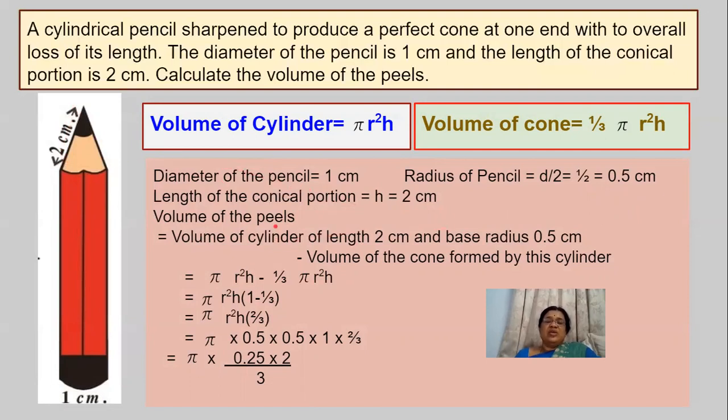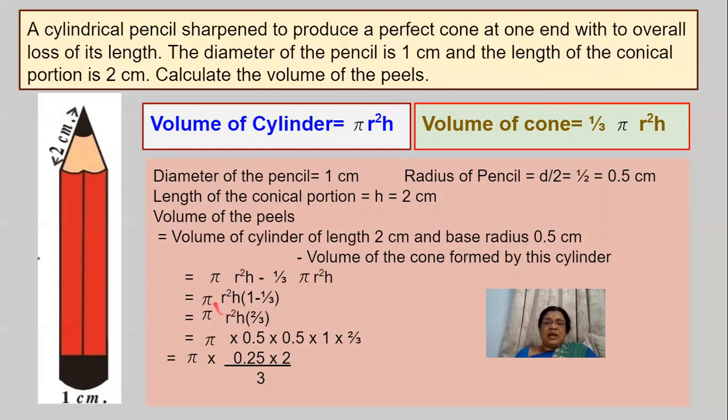Volume of the peels. When you sharpen the pencil, the volume of the peels will be the volume of the cylinder of this length, minus the volume of the cone formed by the cylinder. So before forming the cone, what will be the volume of the cylinder for this portion? That volume you have to find out. And presently the cone is formed. That cone volume you have to find out, and you have to subtract this cone volume from the cylinder volume. Then you can find out the volume of the peels left over.